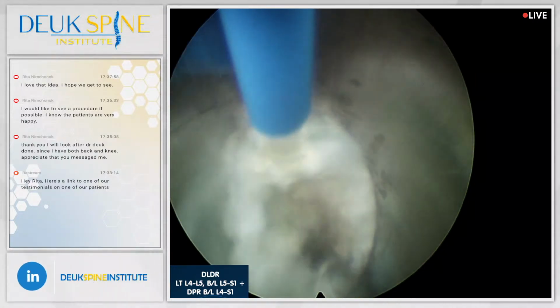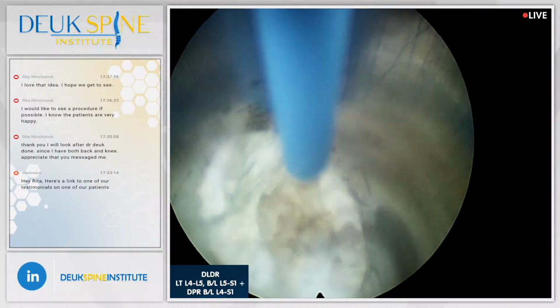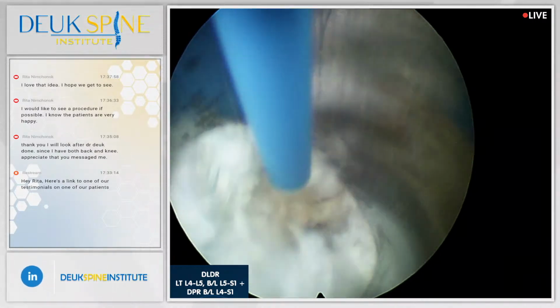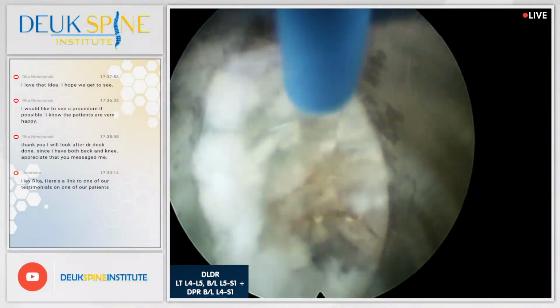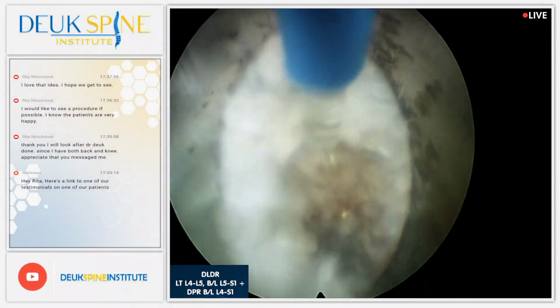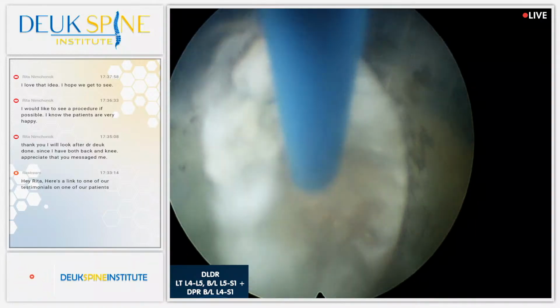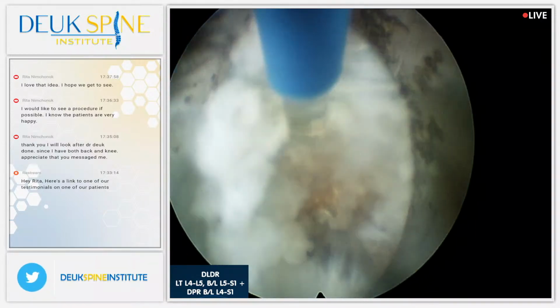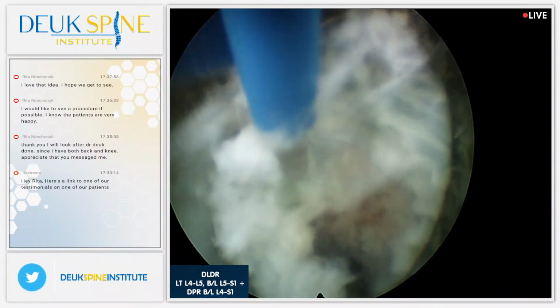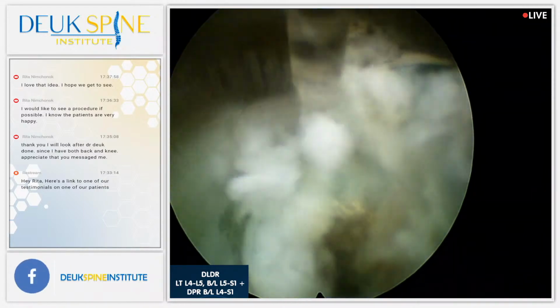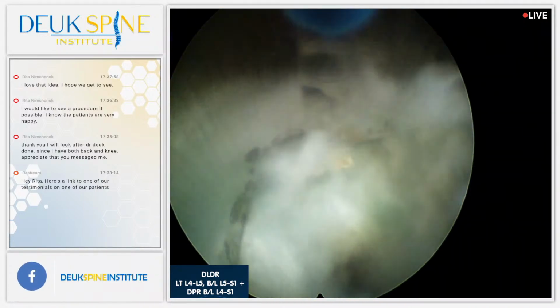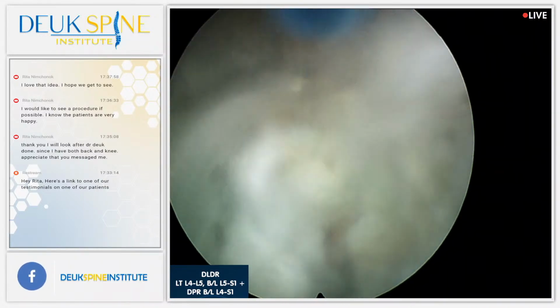All right, here's the outside of the disc. We've pulled ourselves from inside all the way through the tear to the outside. We've been zapping away the herniation all along the way with the laser. You can see a few pieces.